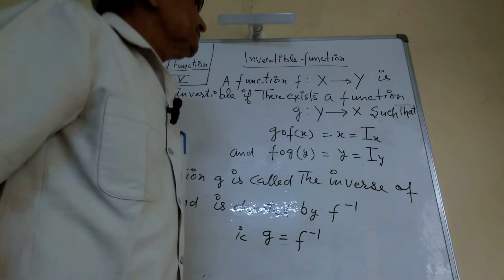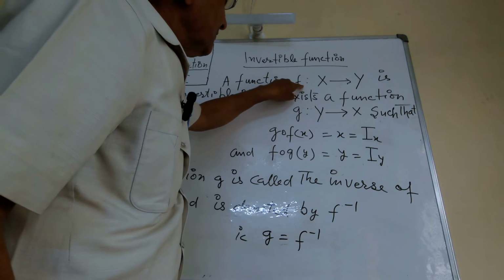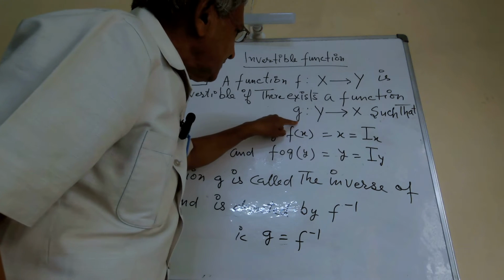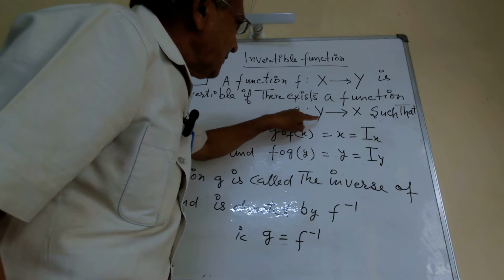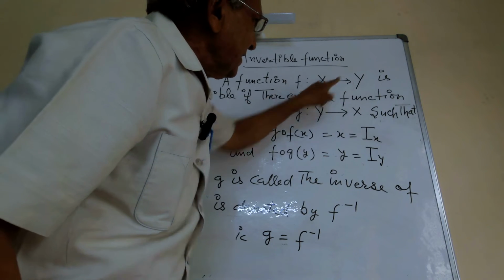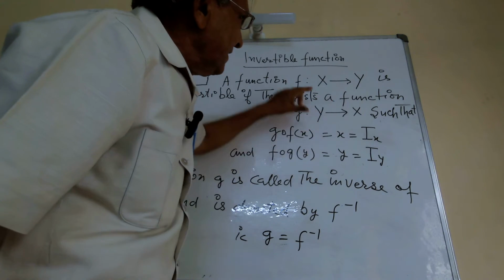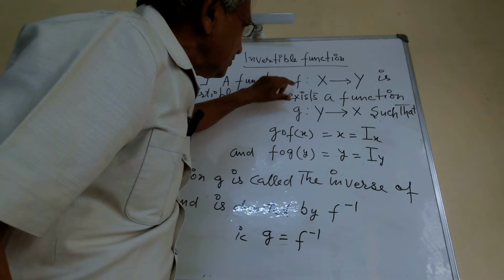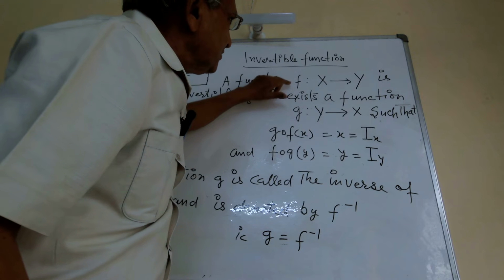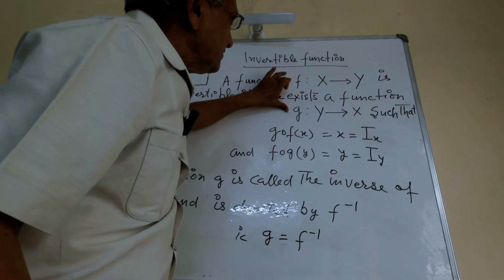Understand here, this is a function f, X to Y, and this is a function g, Y to X. Opposite of this, X to Y and Y to X. This function is the opposite of this, and we have to prove that this function is the inverse of this.